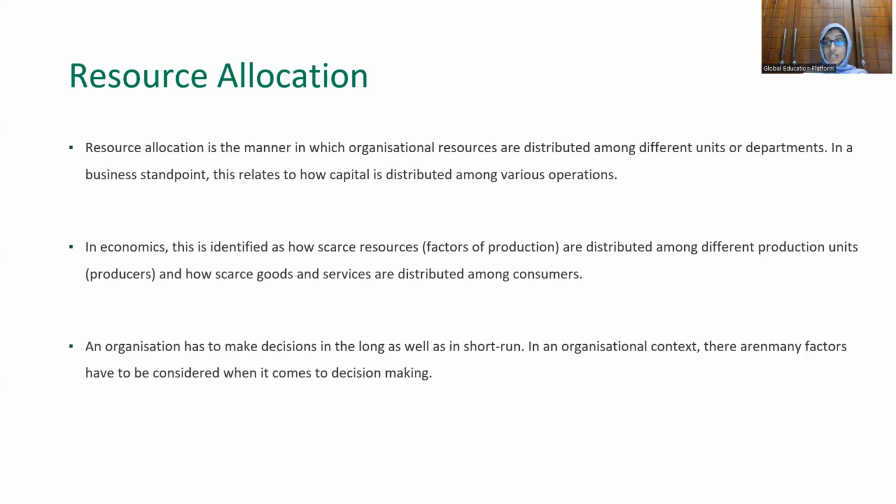So in an organizational context, there are many factors that have to be considered when it comes to decision making or allocating resources. In practicing resource allocation, an organization must first establish the desired goal. What is the main desired goal for a company? It would be increasing the revenue or the profit. It could also be things such as improving productivity or trying to improve brand recognition.